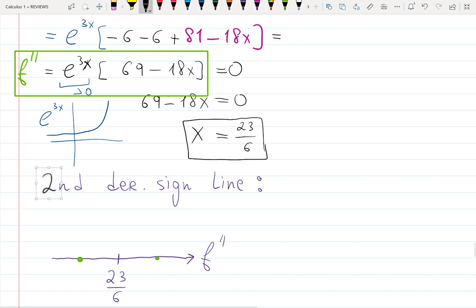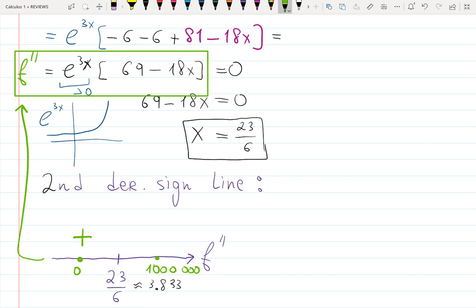Test point can be anything, and to choose wisely, I want to know what 23 over 6 is. It's kind of almost 4, right? And if you check, it is almost 4. It's 3.833. So for the test point, I can choose, say, 0 on the left and, I don't know, a million on the right. I like choosing huge numbers because it's just fun to work with them. So if I choose 0 and I plug it into the green box, which shows me the second derivative, e to the 0 is 1, and then 69 minus 0 is positive. I don't care what the number is, I just need to know the sign. Okay, so the first interval is positive.